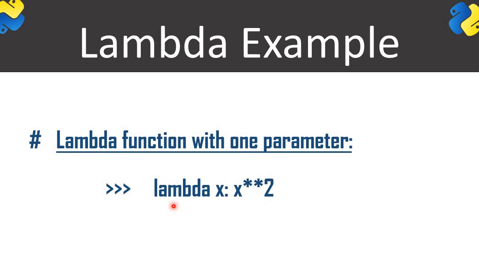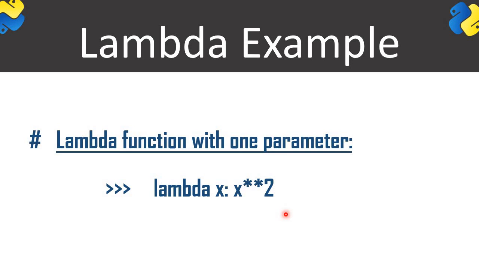So basically what this lambda function is doing is, here it is taking one parameter and the parameter will be transferred here, and this power function will be applied to the parameter and it will return back to the function. So this was the example with one parameter.